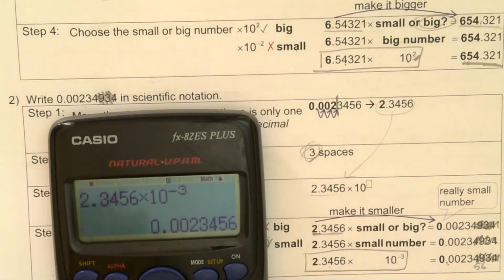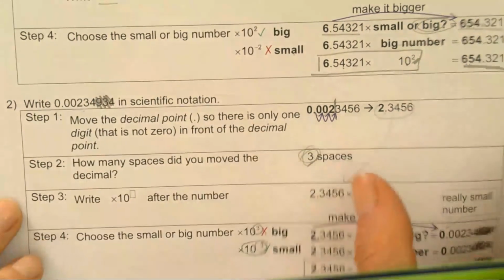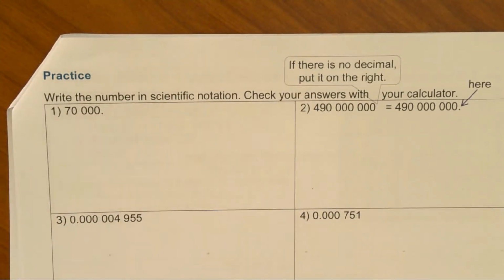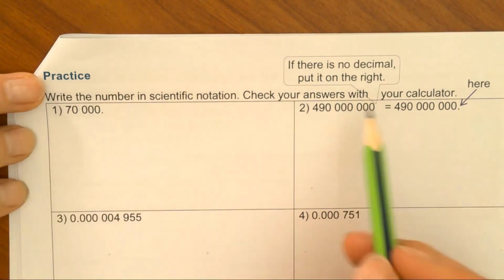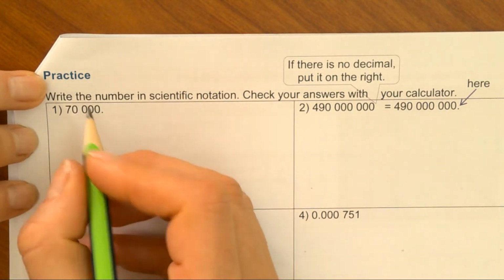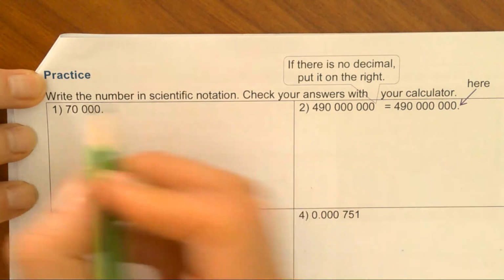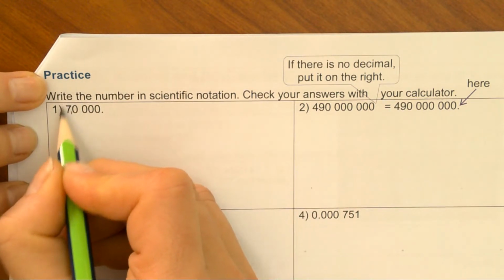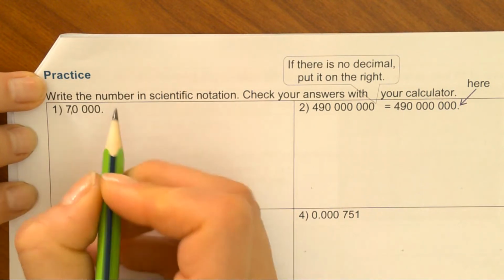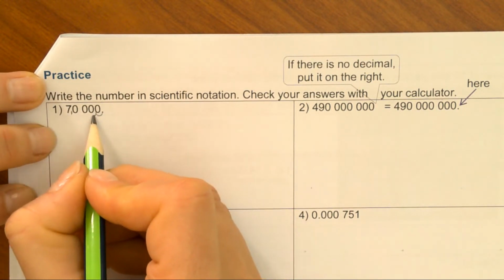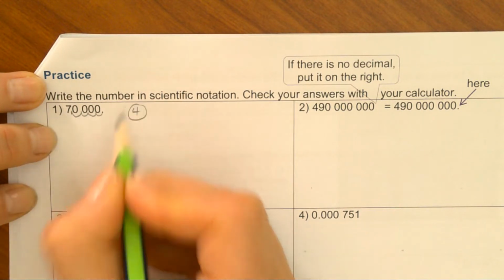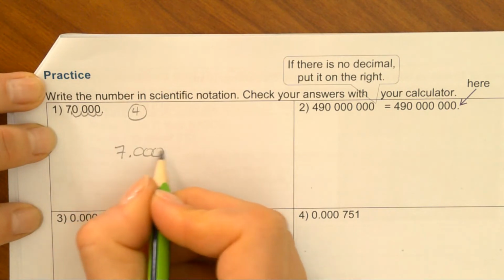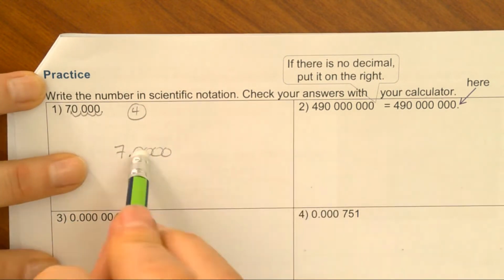Okay, so let's do some examples together. It says, write this number in scientific notation, and check your answer with your calculator. So I want to put the decimal, here's my 7, I want to put the decimal here because then I have one digit in front that's not 0. So how many places do I have to move the decimal point? 1, 2, 3, 4. Okay, so I have to move the decimal place 4, so it's going to be 7 point.